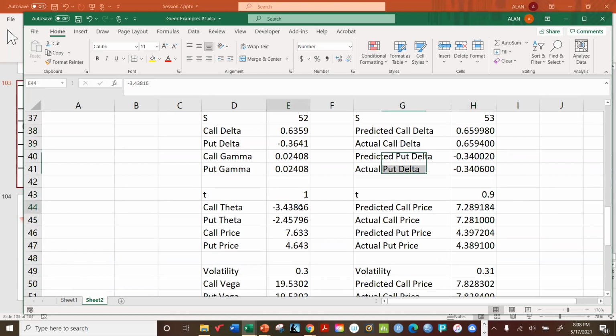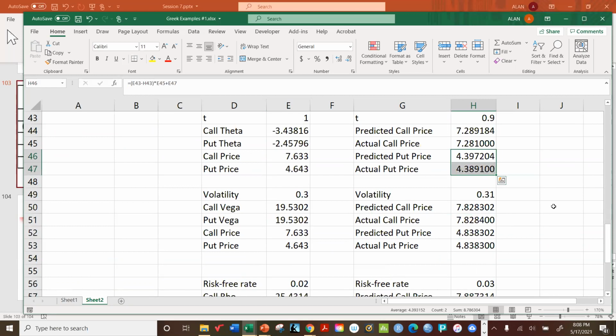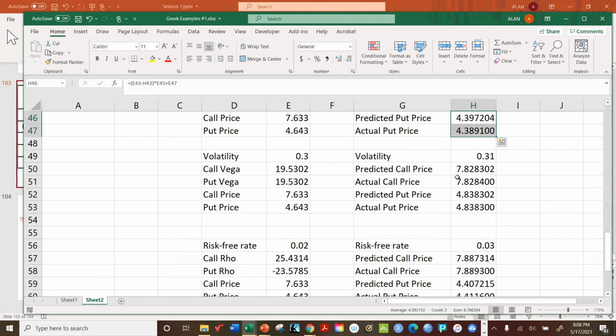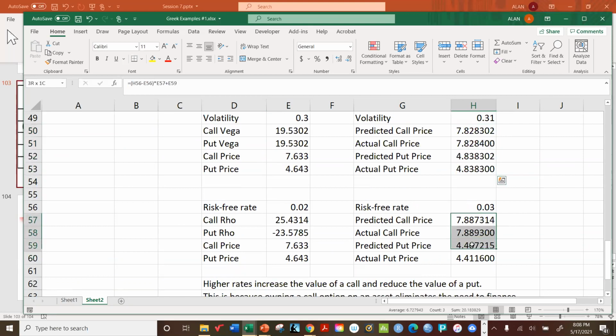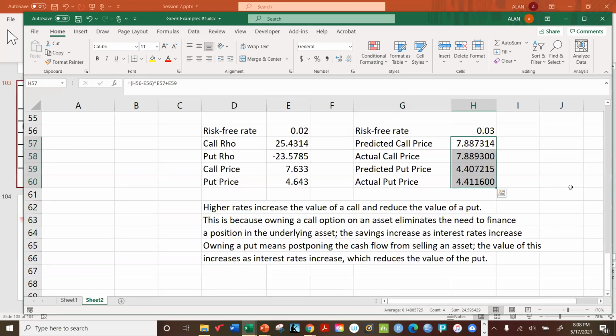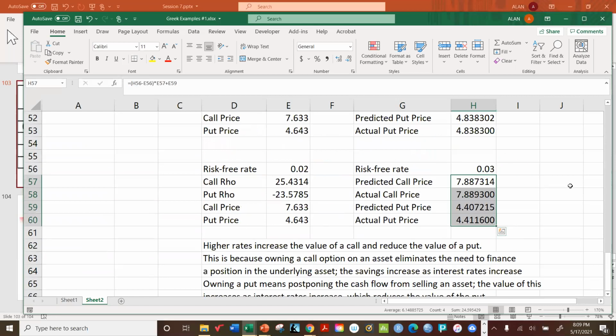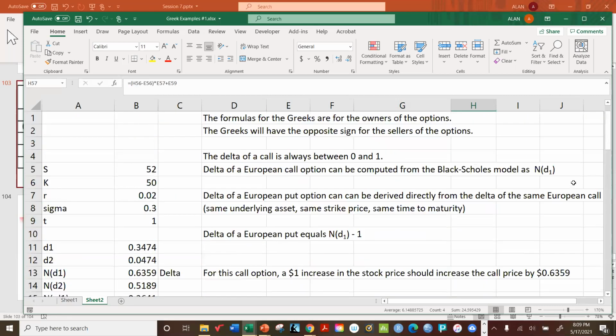Here I let the time change a little bit, and these are the differences between actual and predicted. Down here, I changed the volatility by 1%. They're all very close to each other. And then finally, I changed the risk-free rate by 1%. And yes, they're all very close. Wow, so they seem to work very well.